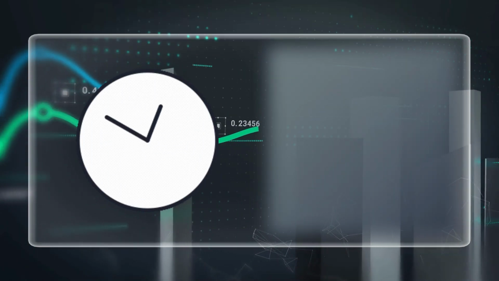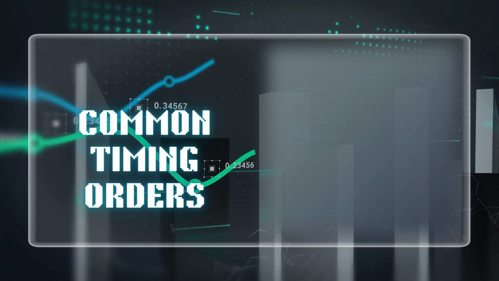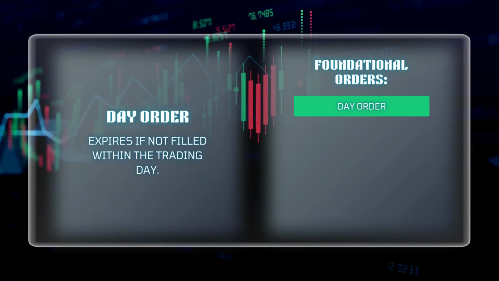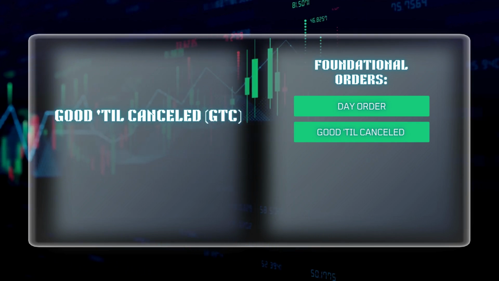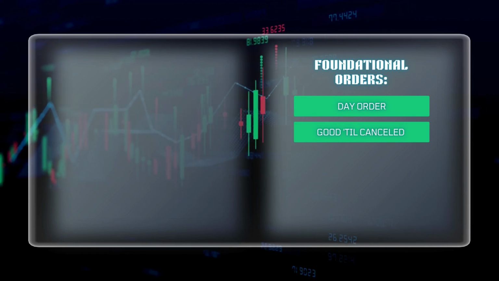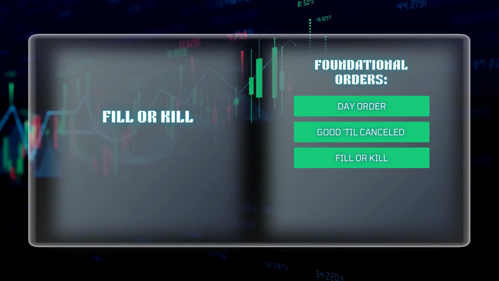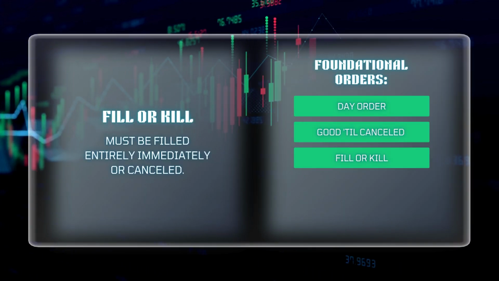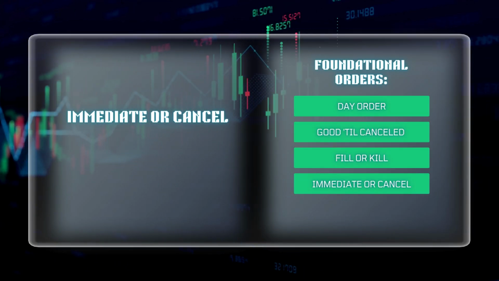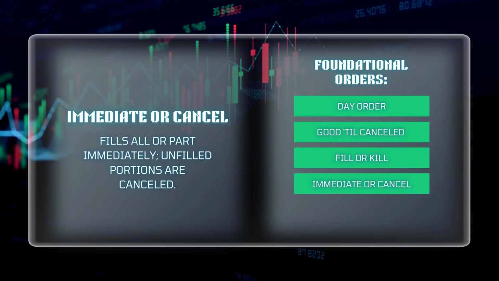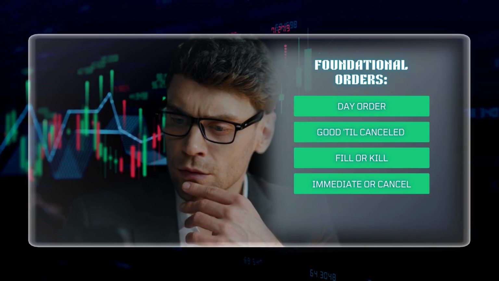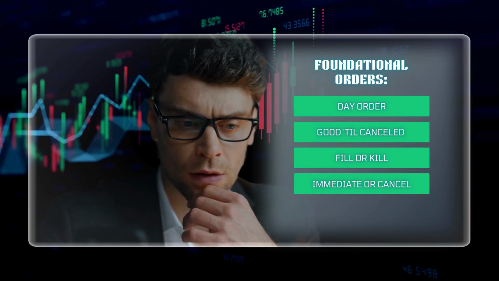Timing is everything. Here are common timing orders. Day order. Expires if not filled within the trading day. Good till canceled, GTC. Remains active until executed or manually canceled. Fill or kill, FOK. Must be filled entirely immediately or canceled. Immediate or cancel, IOC. Fills all or part immediately. Unfilled portions are canceled. These options provide flexibility in managing your trades.